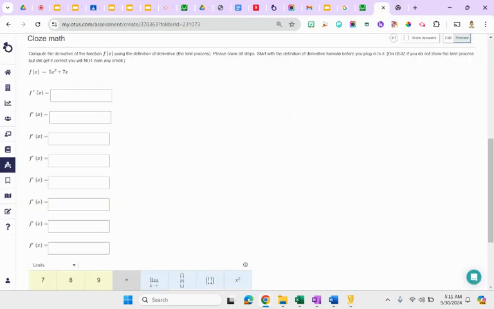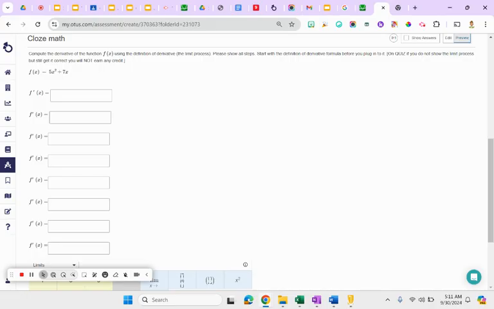So in this video, we're going to show you how to compute the derivative of a function f of x using the definition of the derivative or the limit process. You need to show all your steps. You're going to start with the definition of the derivative formula before you plug into it. And then on the quiz, if you don't show it by the limit process and you still get the answer correct, you do not earn any credit for that.